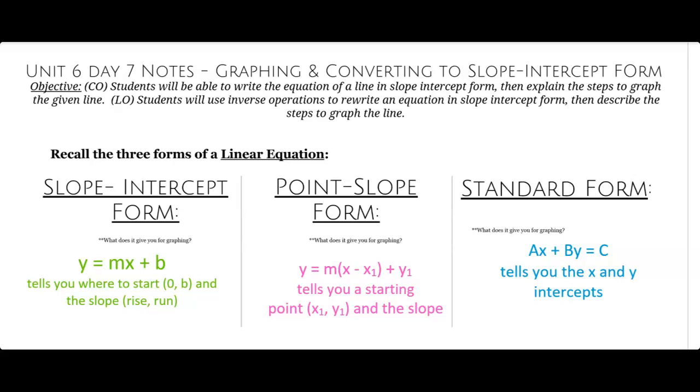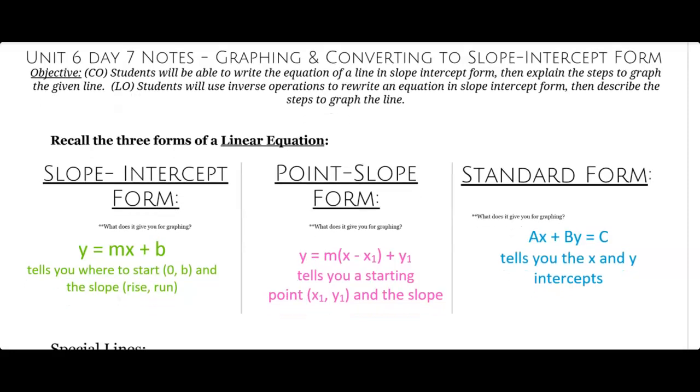So this is the video that goes along with Unit 6, Day 7, Graphing and Converting to Slope-Intercept Form. Our objective is that students will be able to write the equation of a line in slope-intercept form, then explain the steps to graph the given line. And so we'll do that using inverse operations and then describing our steps.